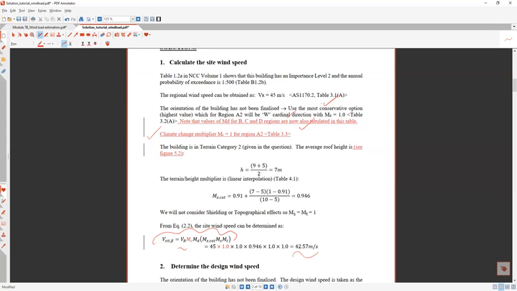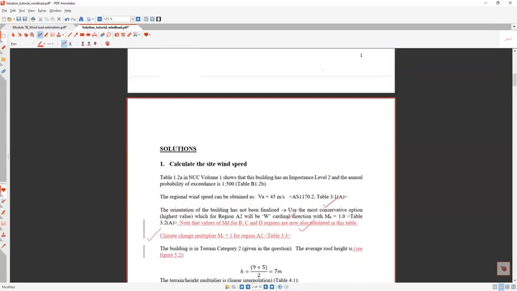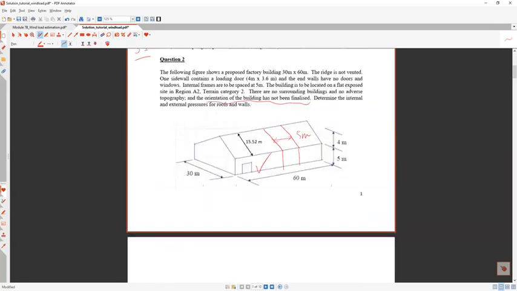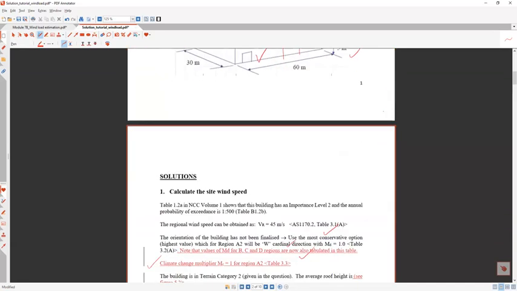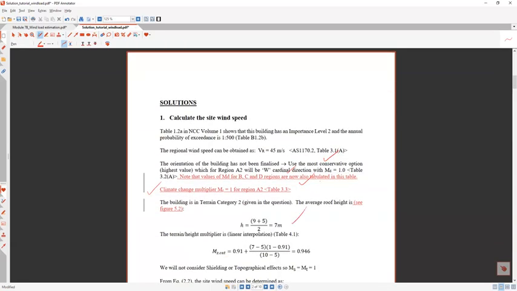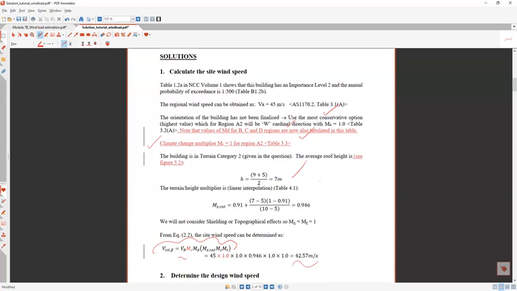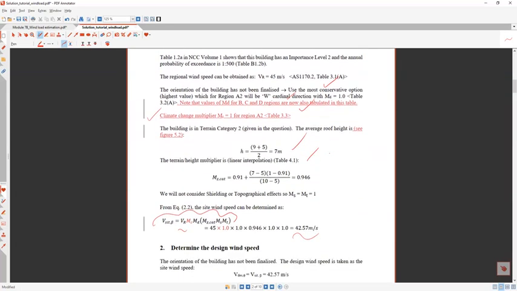The building is in terrain category 2, and the average roof height is this one. Why is the average roof height this? 5.2, that figure is important because we have 5 meter and 9 meter. So the average of that, 9 plus 5, is 7 meter height. And you can use linear interpolation from table 4.1. You calculate Mz,cat, which is called the effect of the terrain. That's for the category. CAT means category.